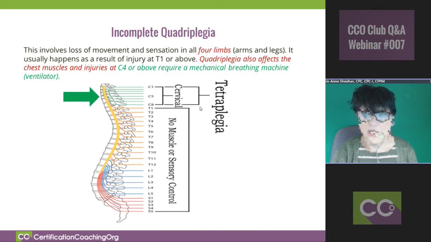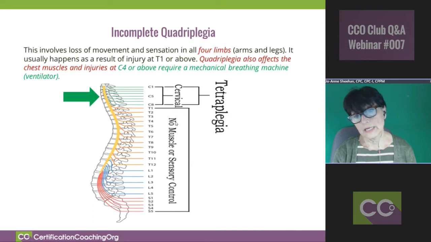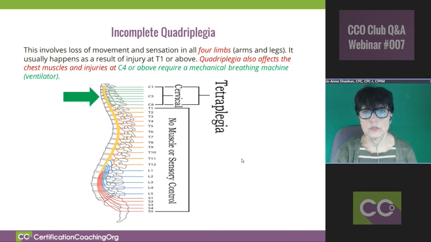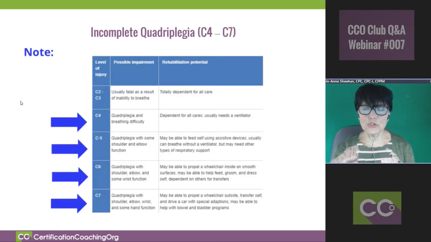So here's tetraplegia, cervical, the nerves. So it's C1, C2, 3, 4, 5, and all the way down to 7. It's right here, and this is the area in green that we're talking about. And any injuries from T1 down mean no muscle or sensory control. Now, I just took a portion of this just to show you as an example the different levels of injury, possible impairment, and rehabilitation potential.